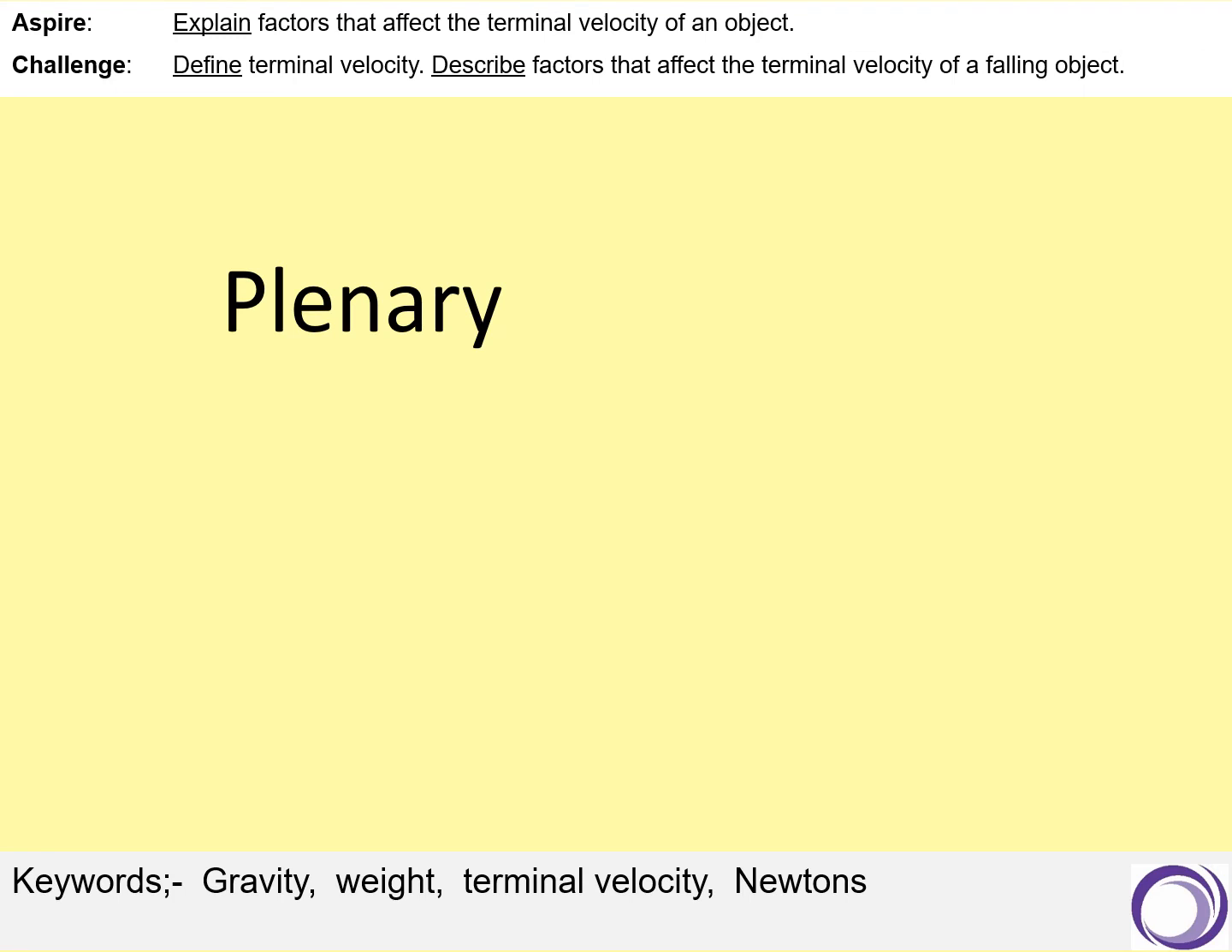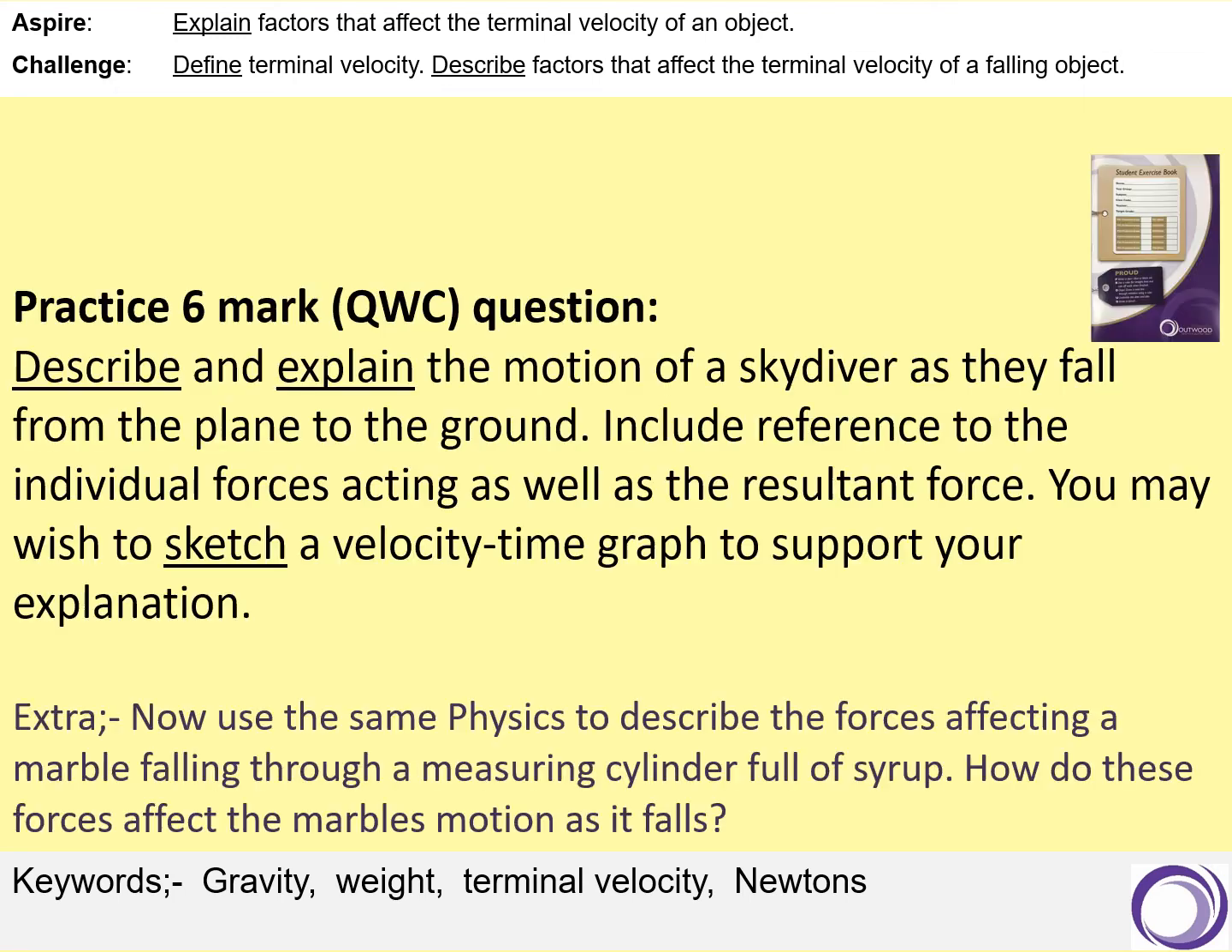So we're going to look at the plenary now, and this is one of those 6-mark questions. I'm going to scaffold this a little bit for you though, just to help you out before you start writing it. So please don't start writing the answer straight away. Okay, and it says describe, remember that's one of the command words, so you've got to describe the motion of a skydiver and you've got to explain it. Describe and explain the motion of a skydiver as they fall from the plane to the ground, and talk about the individual forces acting as well as the resultant force.